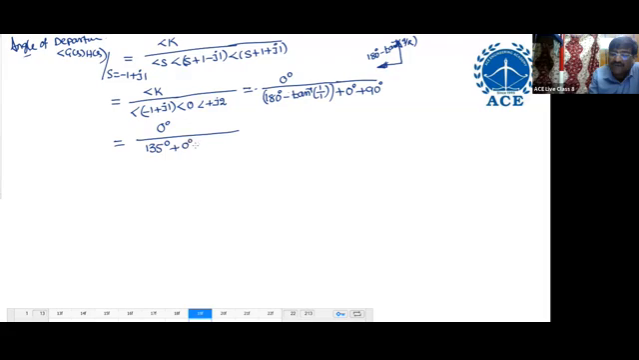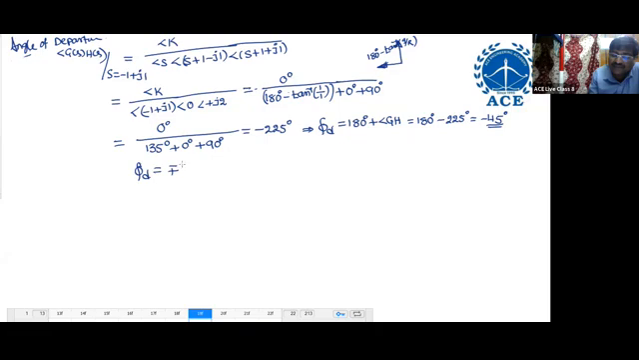135 plus 0 plus 90 degrees. So the answer is minus 225 degrees. Then the formula for the angle of departure: phi d equals 180 plus angle GH. So that means 180 minus 225 degrees. That means how much? Minus 45 degrees.